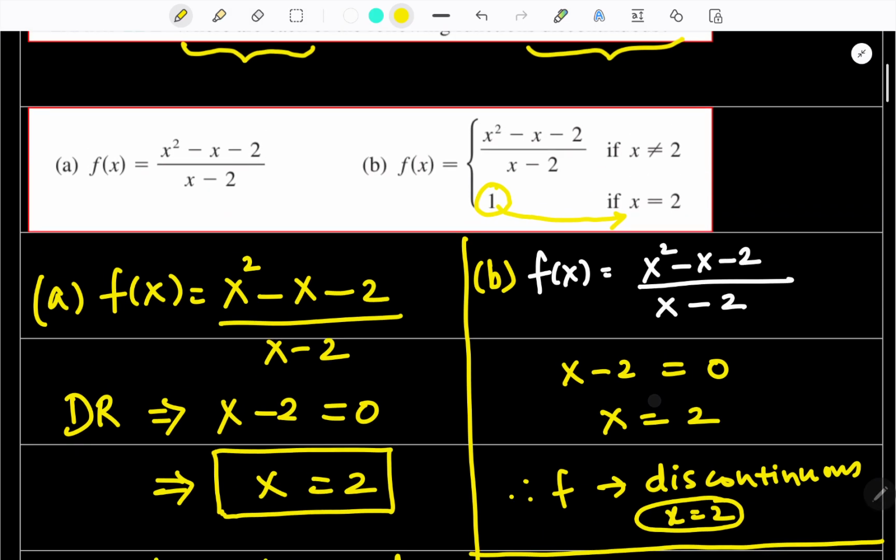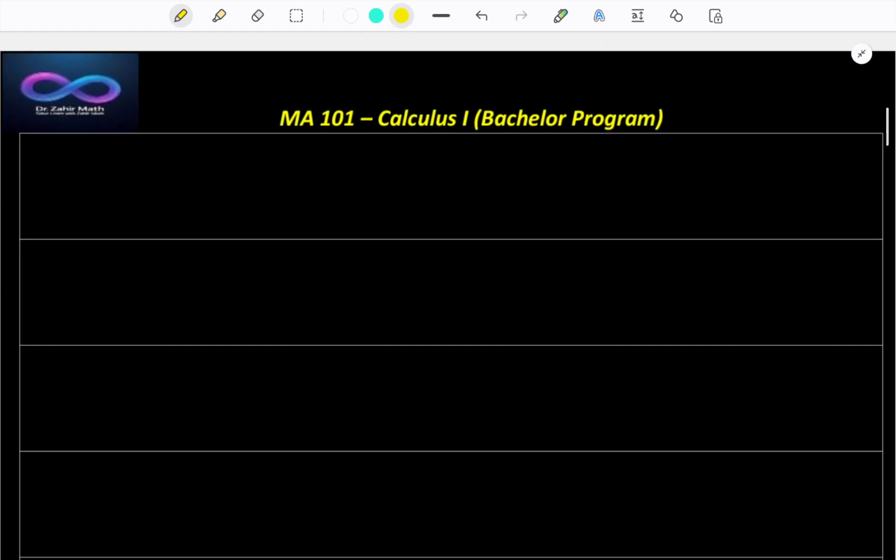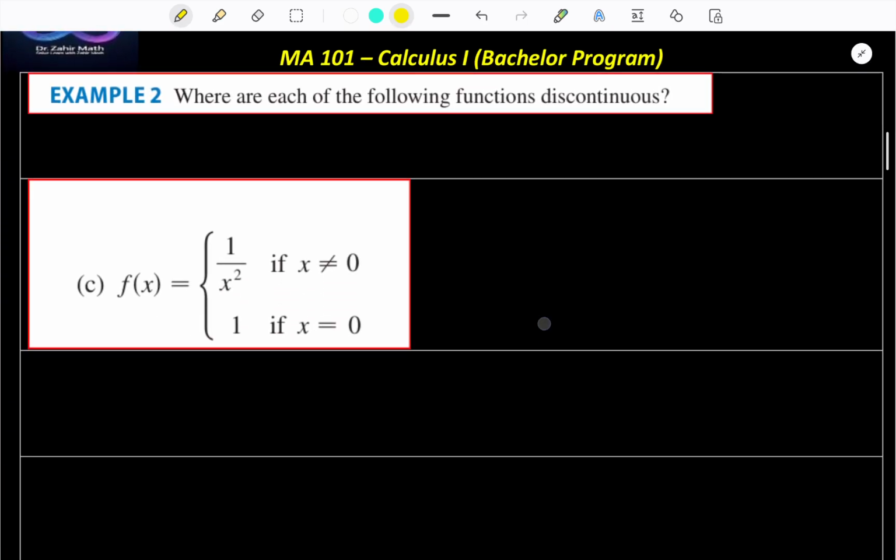They gave example 1 and 2. But okay, it's not the same. They have given discontinuous functions here. No problem. Very easy question. Right, let's go to the next question.